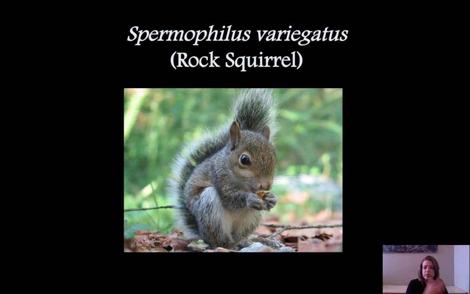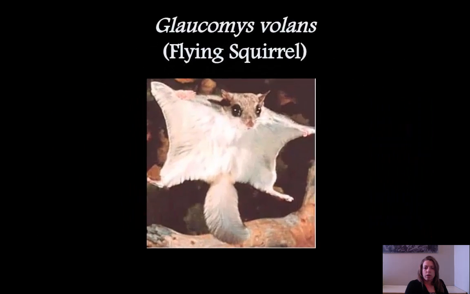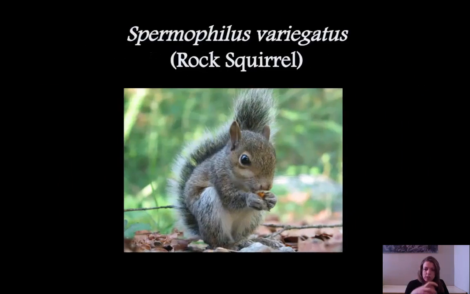And so Glaucomys refers to the eyes of the flying squirrel. And if you go back, you can see just how large they are. And volans has to do with that movement that they use. In Spermophilus variegatus, variegatus means variation in color, having a variated color. So here we see gray with the white tips and striping to them. The variation in color. Spermophilus literally translates to mean seed or nut loving.